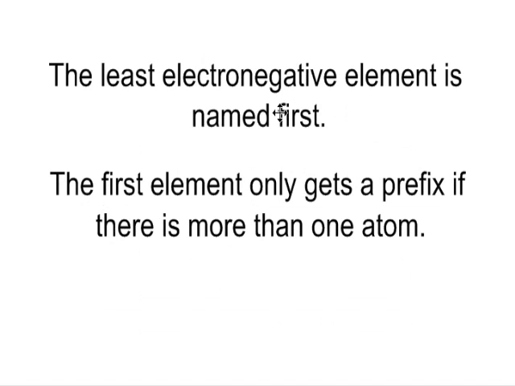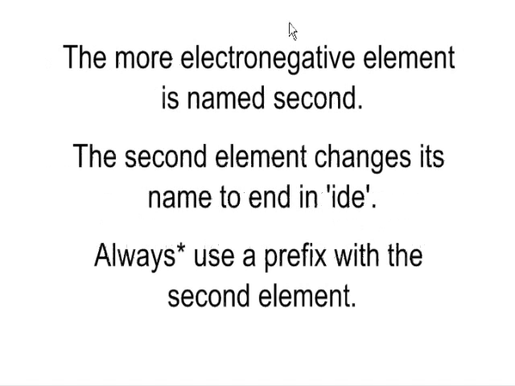Since we don't have a metal and a nonmetal, the way we decide which element to go first is we pick the least electronegative element. And that first element will only get one of those prefixes if there's more than one atom. So that leaves the more electronegative element to be named second. The second element will always change its name to end in the letters IDE. Again, that's a little bit like the ionic compounds did. And we're always going to use a prefix with the second element.